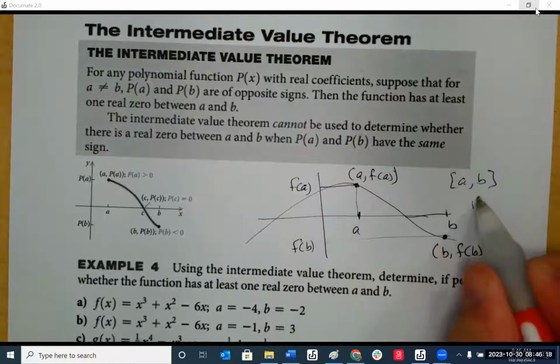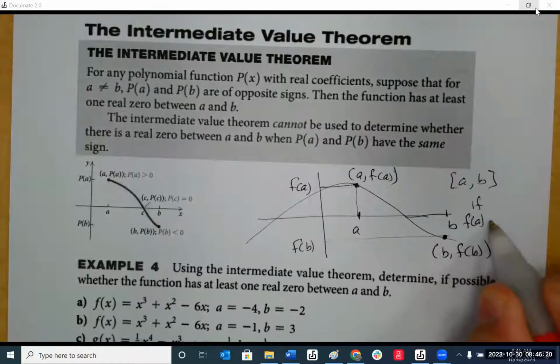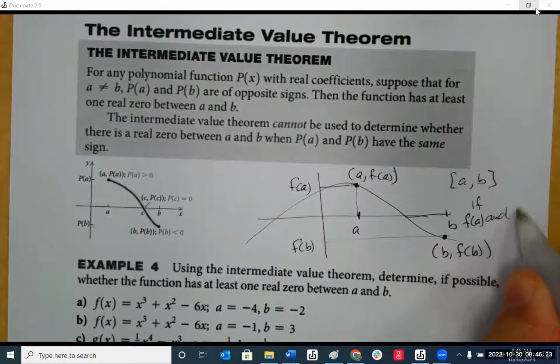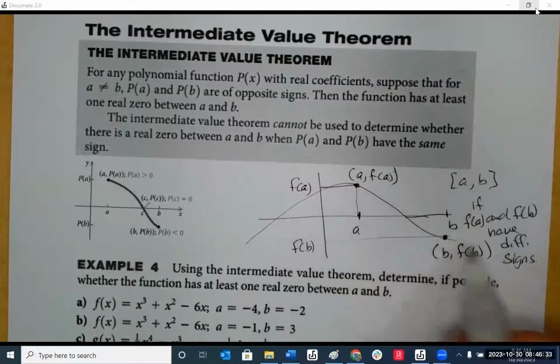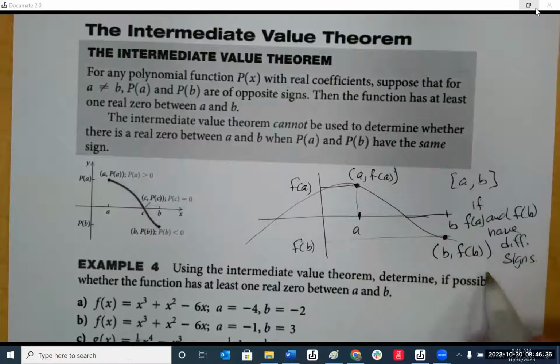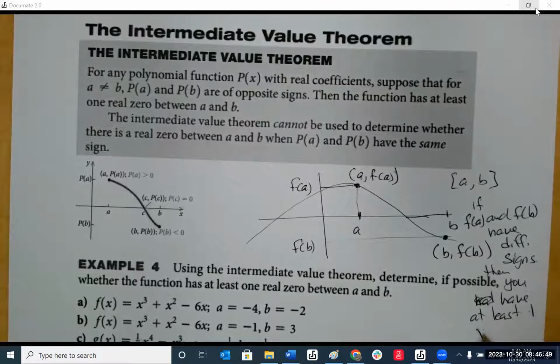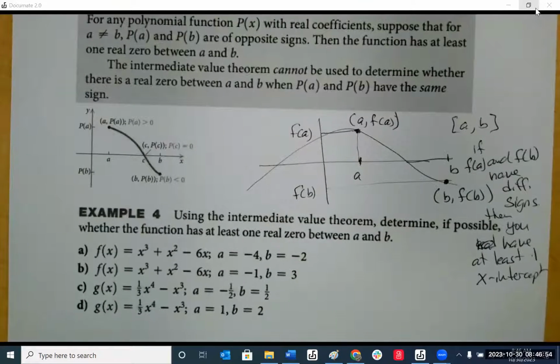If f of A and f of B have different signs, in other words, if that point there is positive and this point here is negative, then you have at least one x-intercept. That's what it tells you.